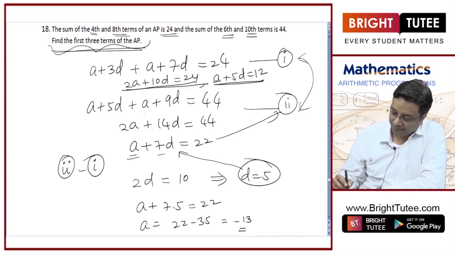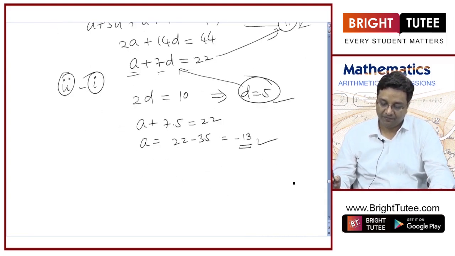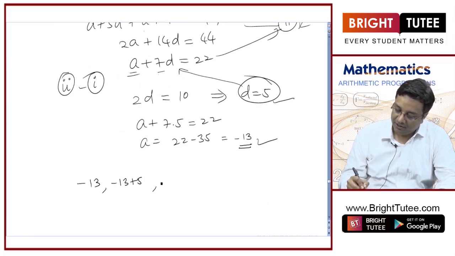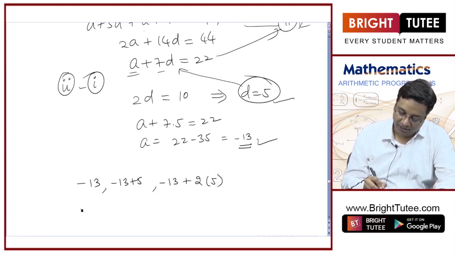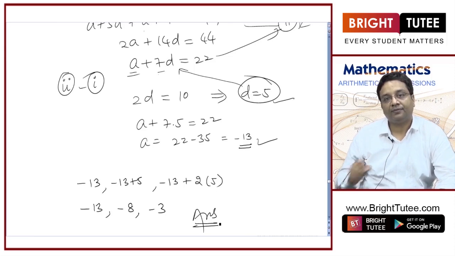Right? So now I've got A, I've got D. I can easily find first 3 terms of this AP. What will be the first term? Minus 13. What will be the next term? Minus 13 plus 5. Next, minus 13 plus 2 into 5. Okay. So the terms are minus 13, minus 8, minus 3. Alright.